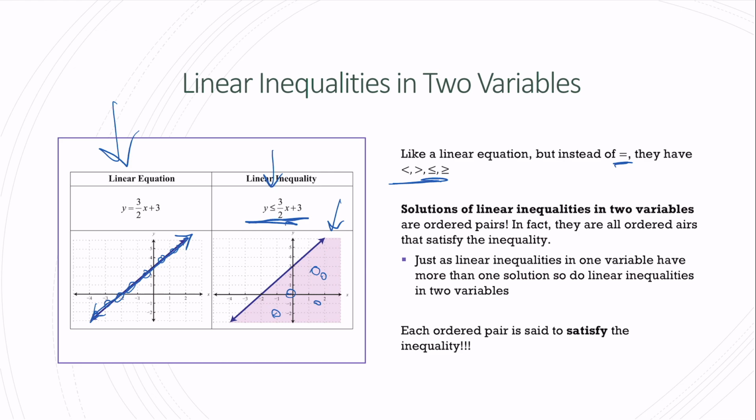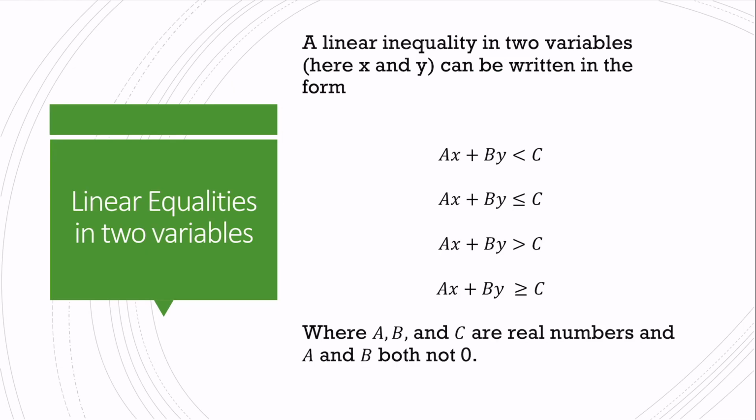So let's practice to see how we can tell if an ordered pair is a solution or not to a linear inequality. And like I said, they use all four inequality symbols. We could have less than or equal to, greater than or equal to.